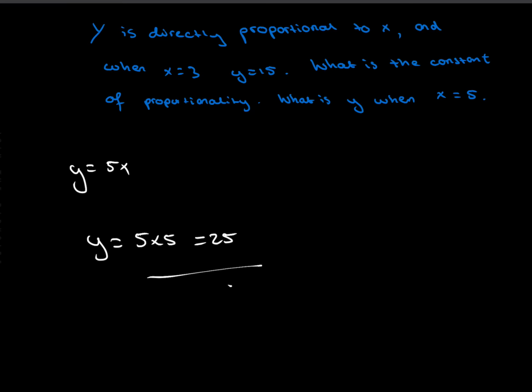So what have we learned today? We have learned what direct proportionality means: as one amount increases, the other one increases at the same rate. We have learned the symbol for proportionality. And we have also learned how to tackle a proportionality question.